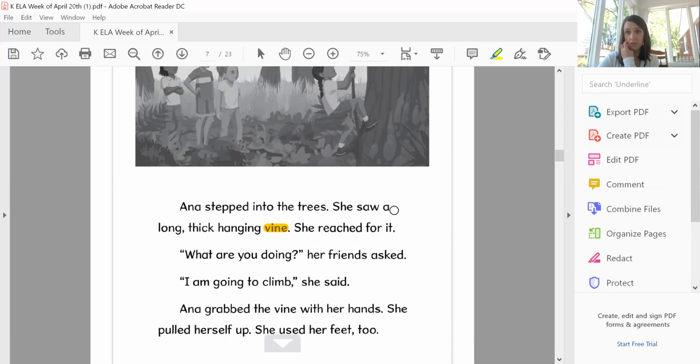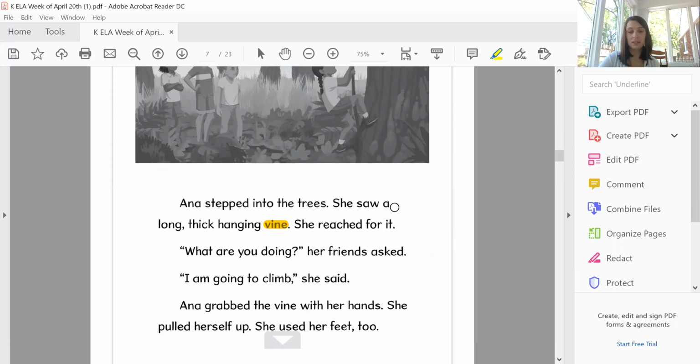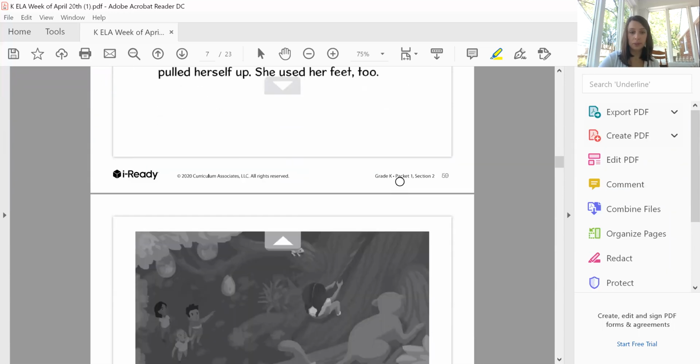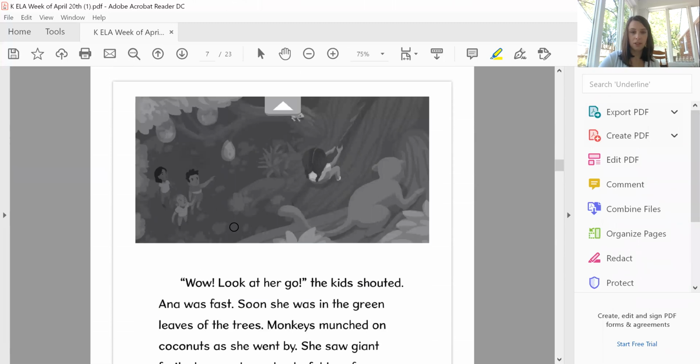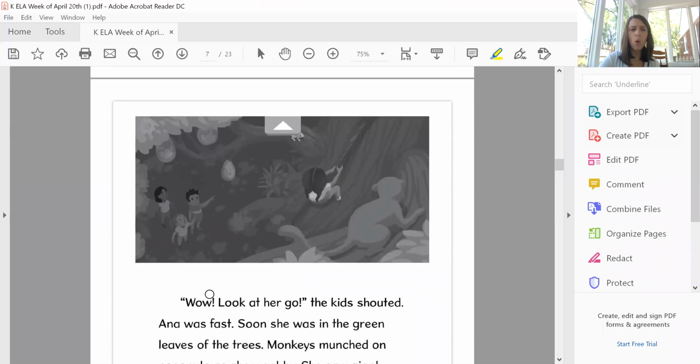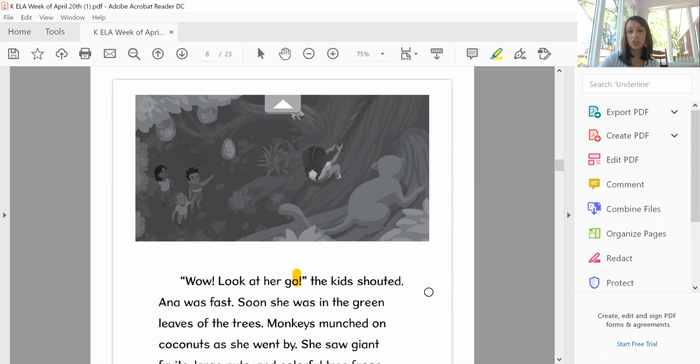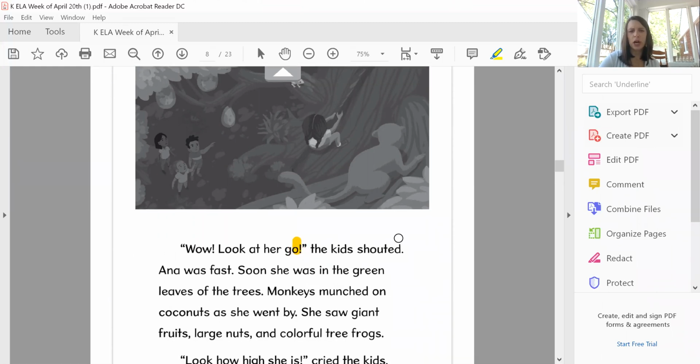Do you think you could climb a tree with a vine? Sounds like you need to be strong. Woo. Here she is. Wow, look at her go. Notice the punctuation.